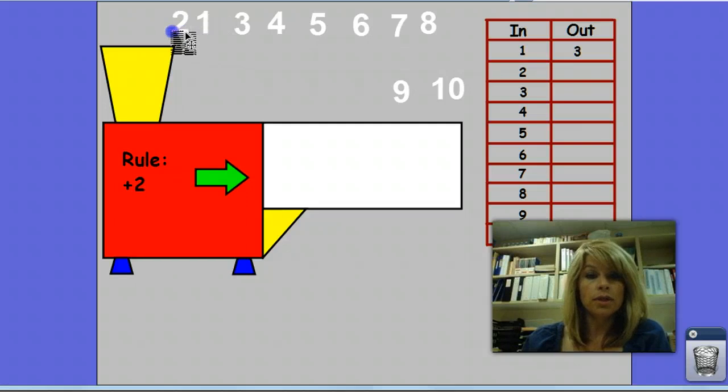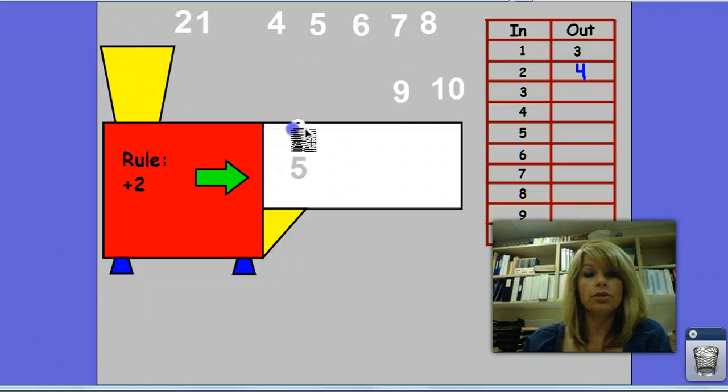If 2 goes into the machine, 2 + 2 inside the machine, and out comes 4. So we would fill in this table over here with a 4. You can call this table over here an input-output table, and remember this is called a function machine. So I want you to think about what would happen if 3 went in the machine. If 3 goes in the machine, what's going to come out?